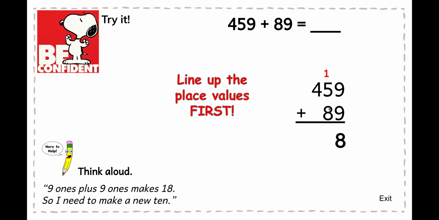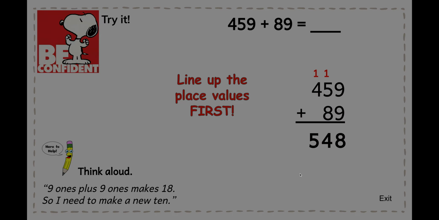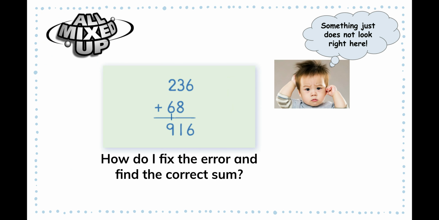Then add the tens. 8 plus 5 plus 1 is 14. 14 is made up of 10 tens plus 4 tens, and 10 tens makes a 100. So it looks like 4 leftover tens and 1 new 100. Then add your hundreds place. 4 plus 1 is 5, and since it is not more than 10, you don't need to regroup. You just bring down the 5. 548. Let's look at this problem.